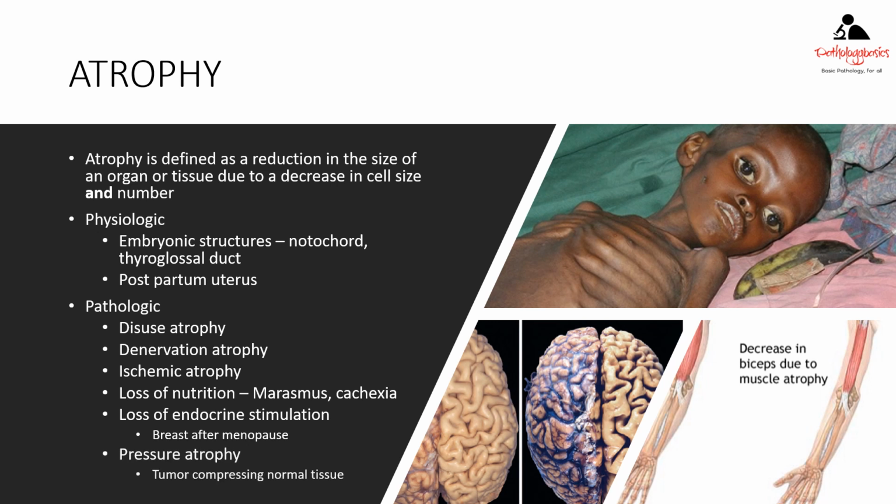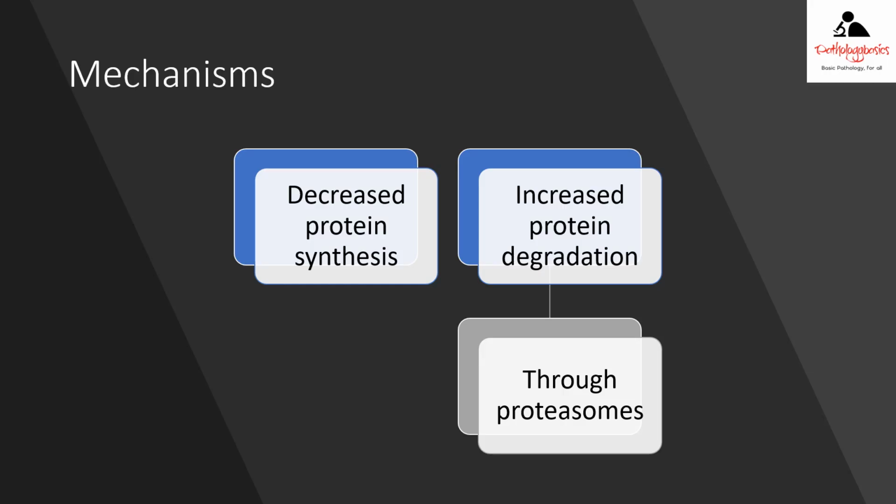And pressure atrophy. Pressure atrophy is a term used for the atrophy occurring due to compression by a tumor. Say for example, you take a kidney, there's a renal cell carcinoma in the kidney. It's growing so large that it is compressing the normal kidney. So the normal kidney undergoes atrophy and the tumor keeps growing. So this form of atrophy is called pressure atrophy. There are two main mechanisms of atrophy. One is decreased protein synthesis and increased protein degradation. So both due to decrease in synthesis of proteins and increase in degradation of proteins, atrophy happens.